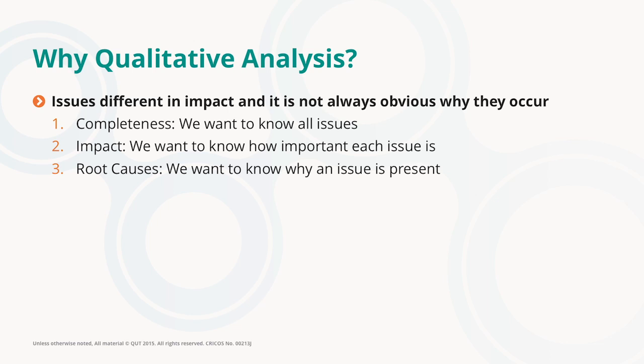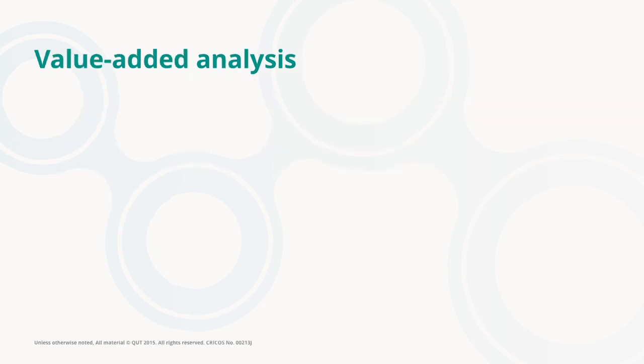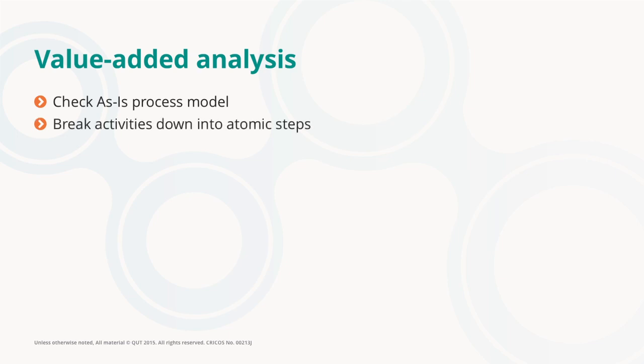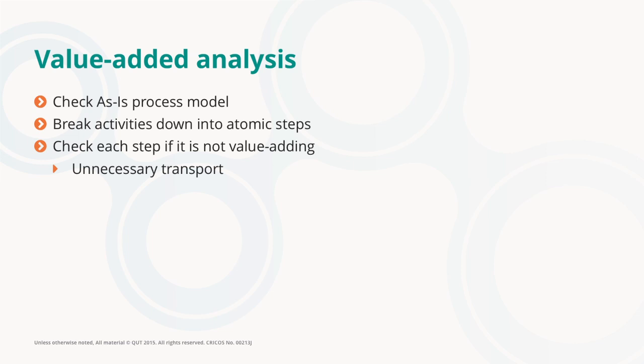The first one is value-added analysis. We take the as-is process model and break down each of the activities into their atomic steps. For each of these steps, we then try to discuss and understand if there are certain things that we do that are unnecessary. It could be that we have unnecessary transportations. It could be that we have unnecessary movements. It could also be that we have unnecessary waiting times. Value-added analysis tries to identify such unnecessary steps.